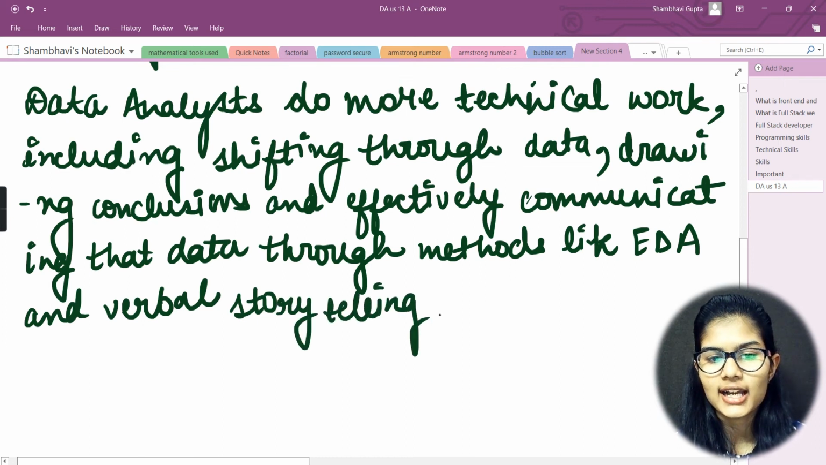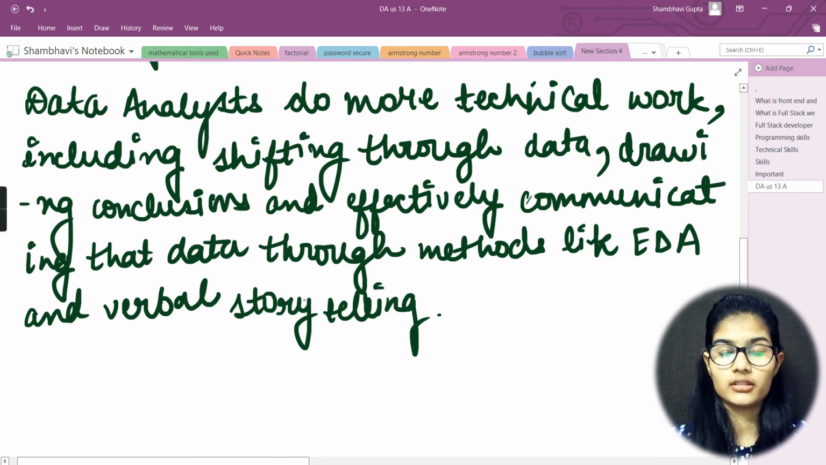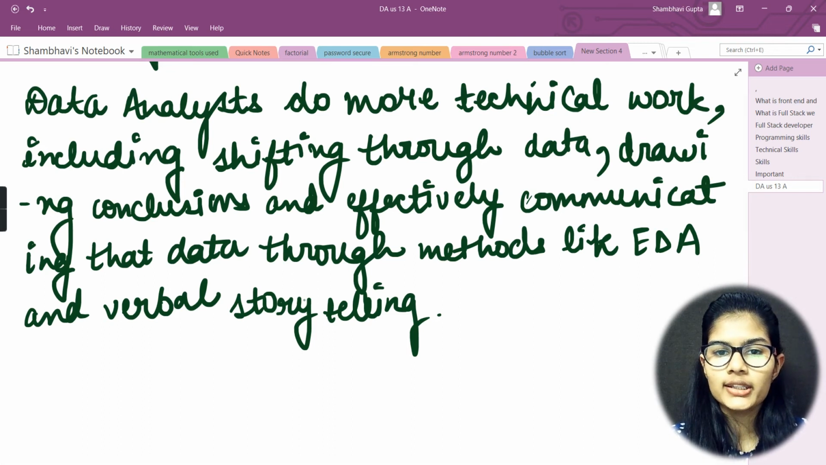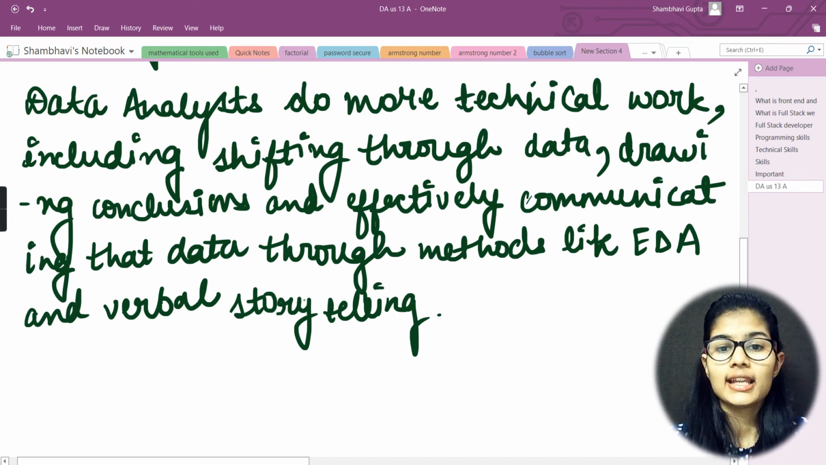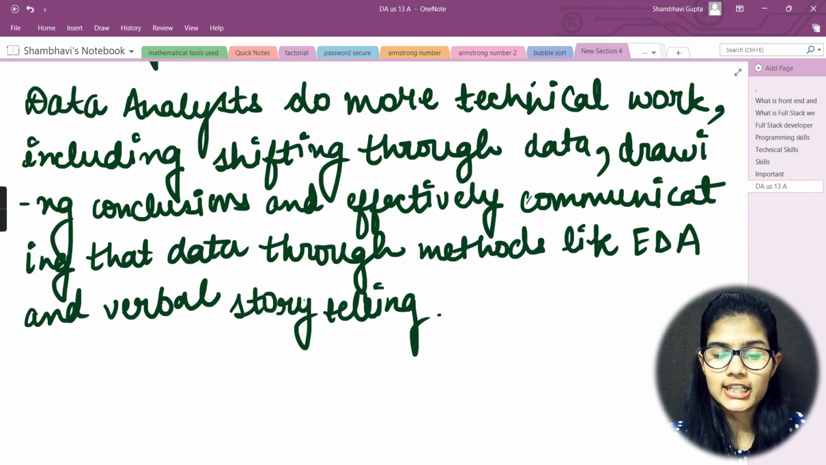So this is what exactly a data analyst does. They are doing very technical work. They try to go through the data, draw conclusions, and communicate that data through methods like data cleaning, data manipulation, data visualization, and further whatever algorithms are to be used and how to apply those algorithms. So these are all the respective things which our data analysts do.